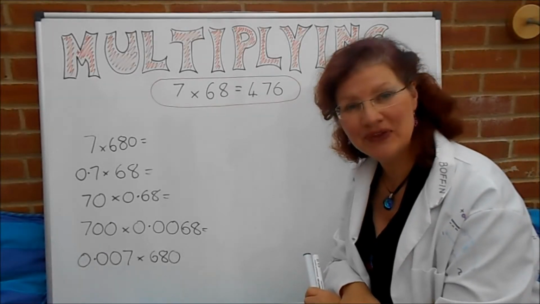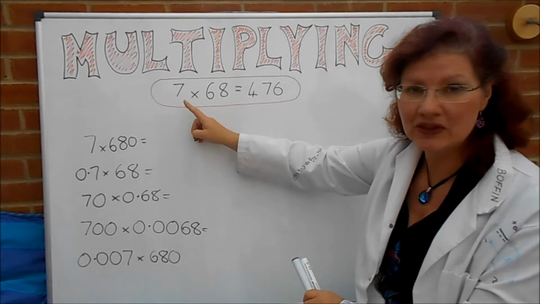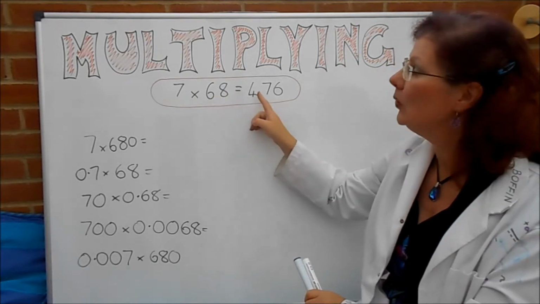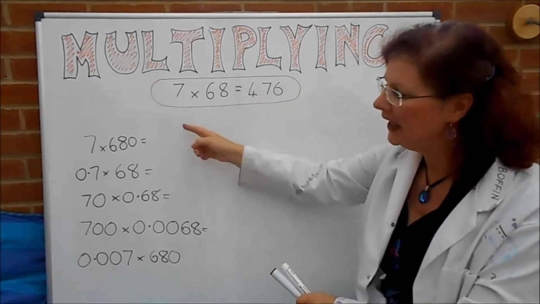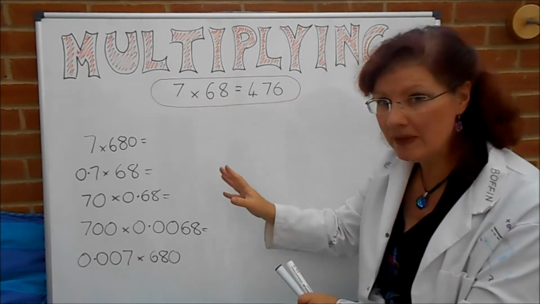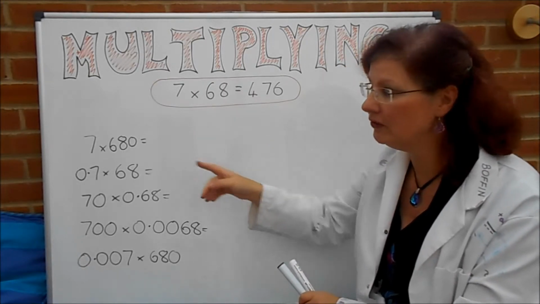As promised, here are some for you to have a go at. All of these questions use 7 times 68, which is 476. I'll just give you that, you don't have to work it out. And here are some variants, which are the same numbers, just with decimal points in different places.